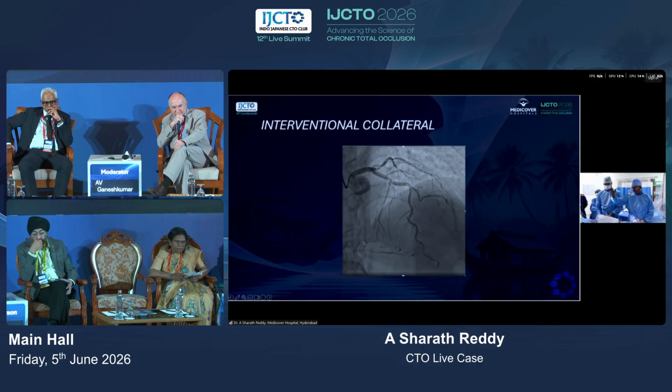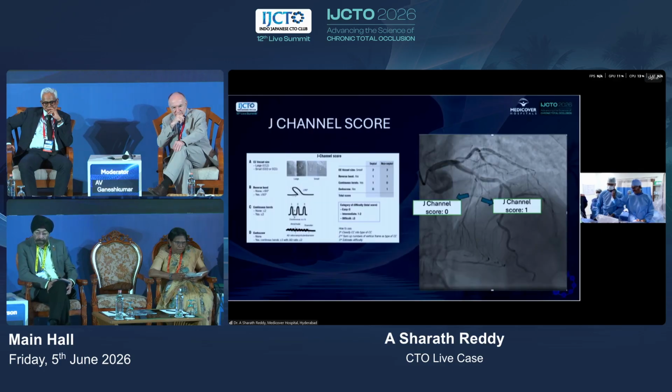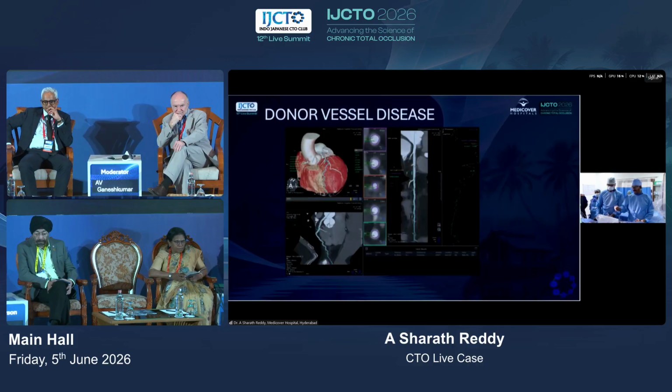So we have good interventional collaterals. That's one collateral which we spotted. This was another collateral, which are quite good. Subtle collaterals. And these are the J-channel scores for both collaterals. One is 0, another is 1.